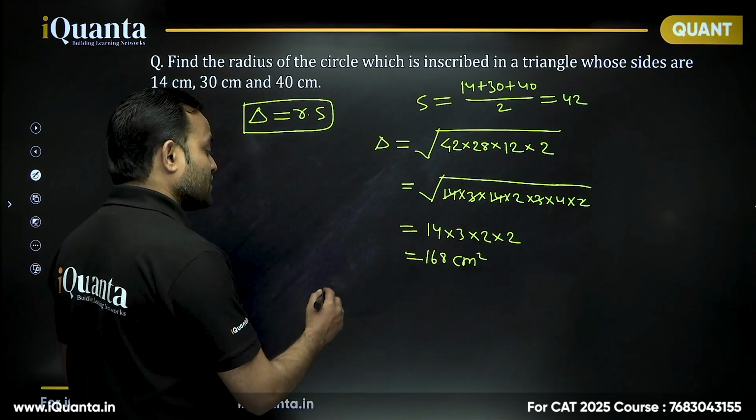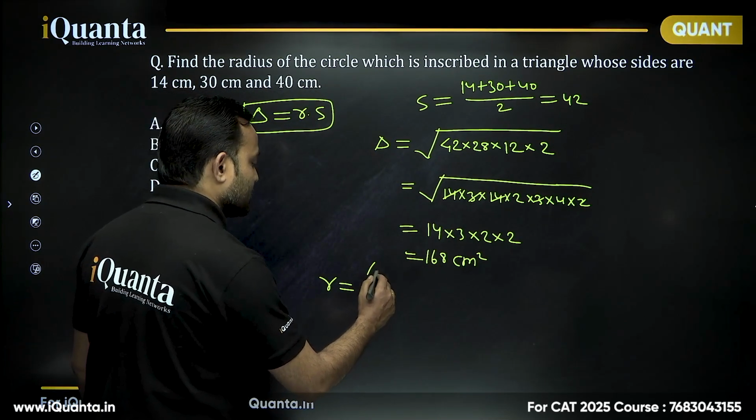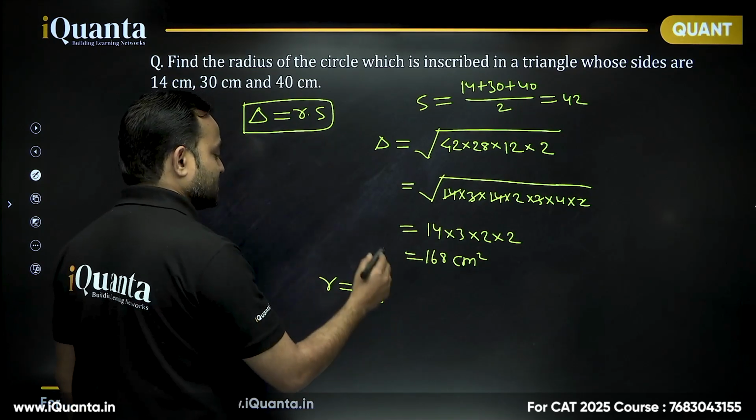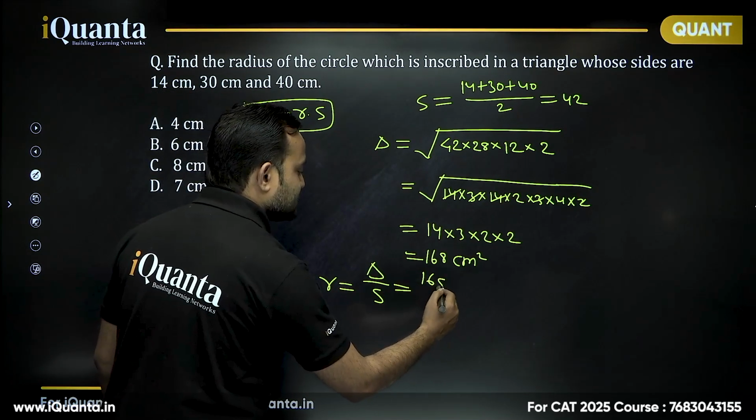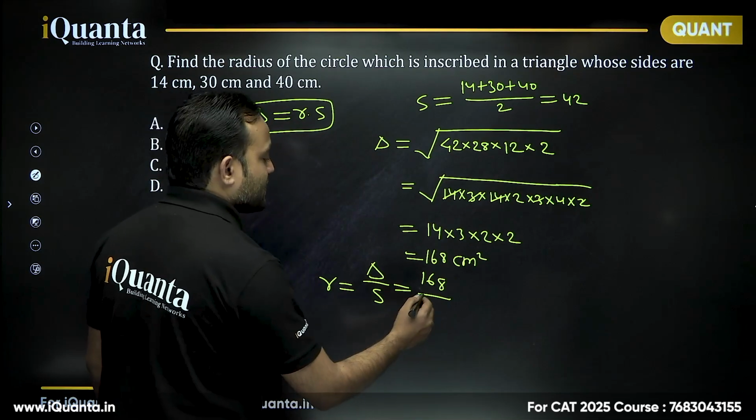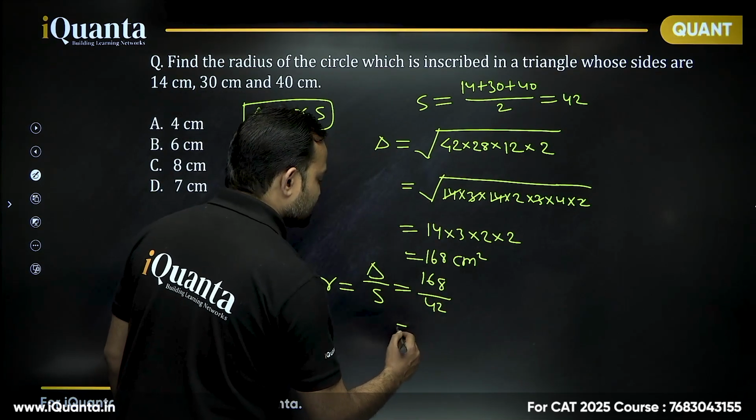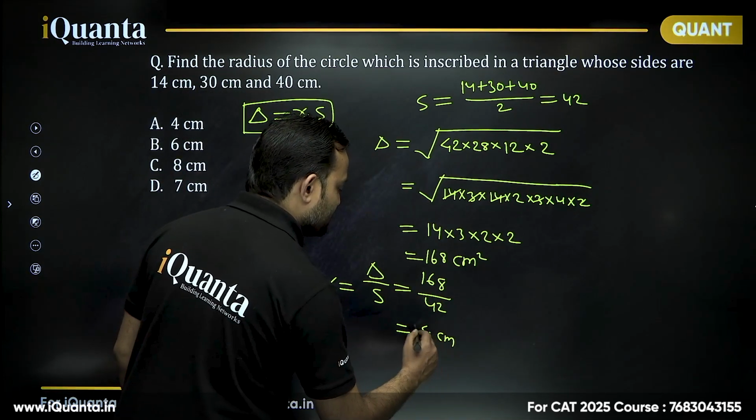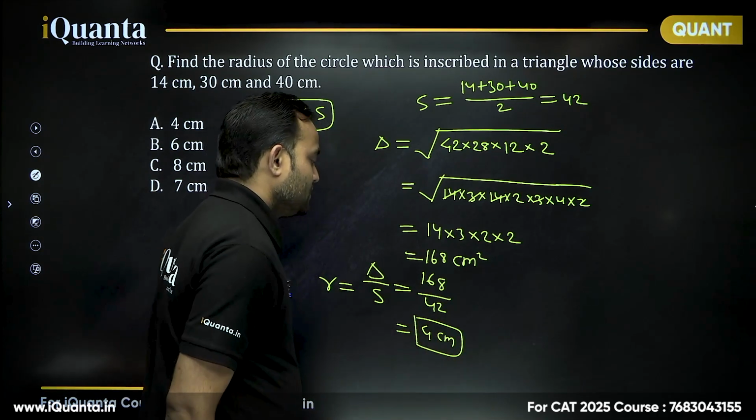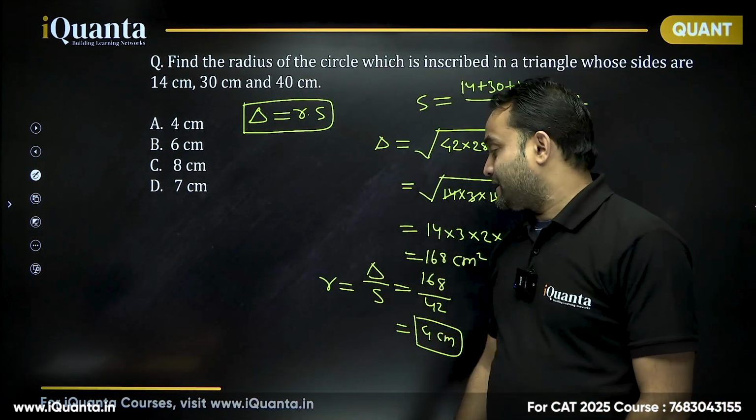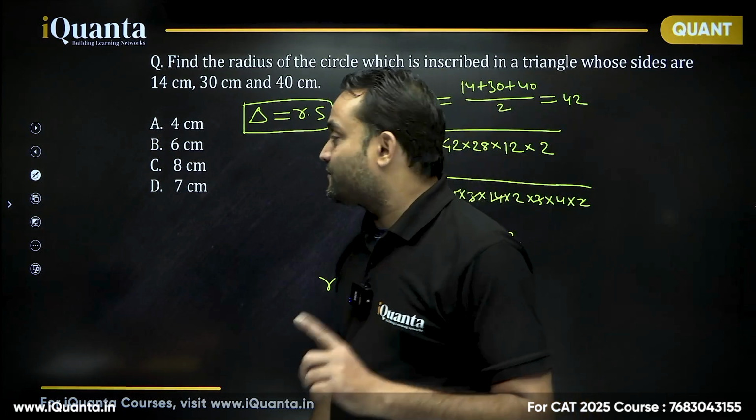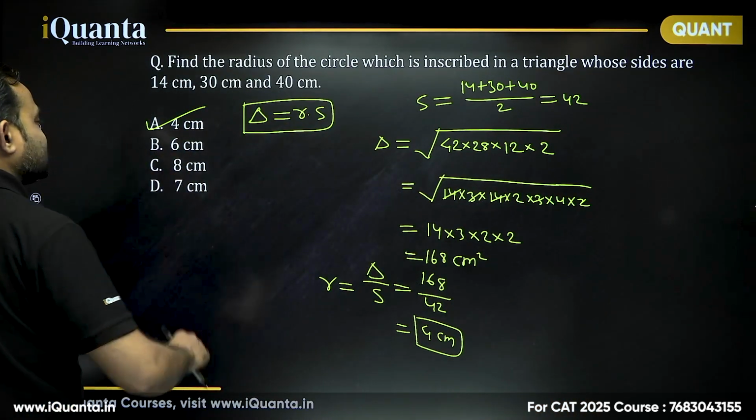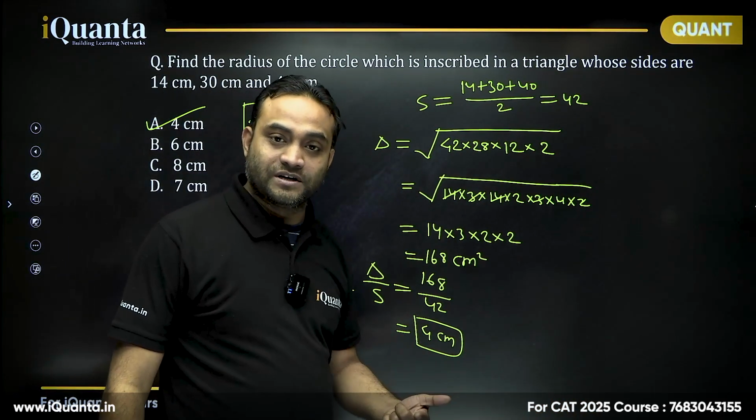Now if you want to find R, R will be equal to delta upon S using this. Delta is 168, semi-perimeter is 42, which is equal to 4 centimeter. So that's how we get the inradius of this triangle. So our answer is option A, which is 4 centimeter.